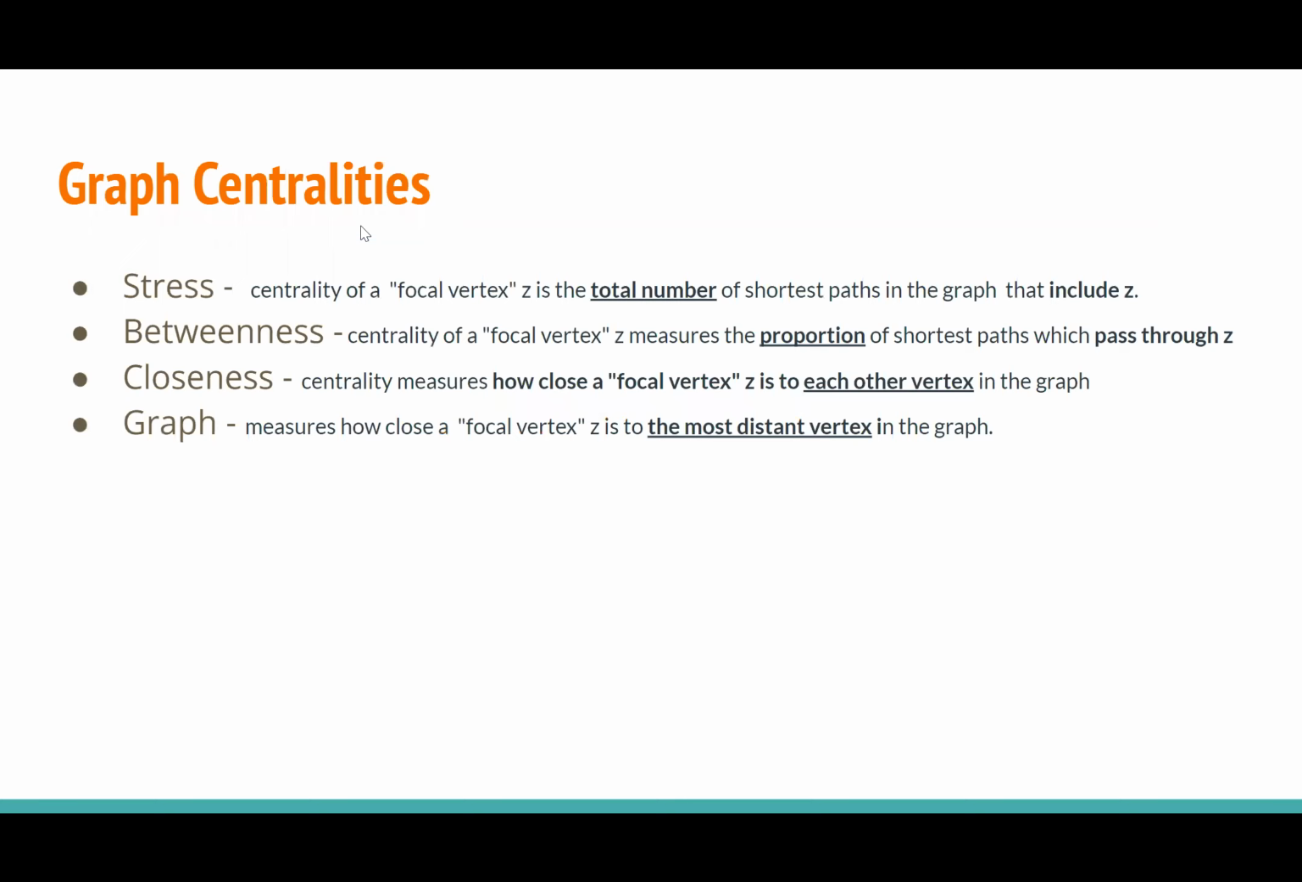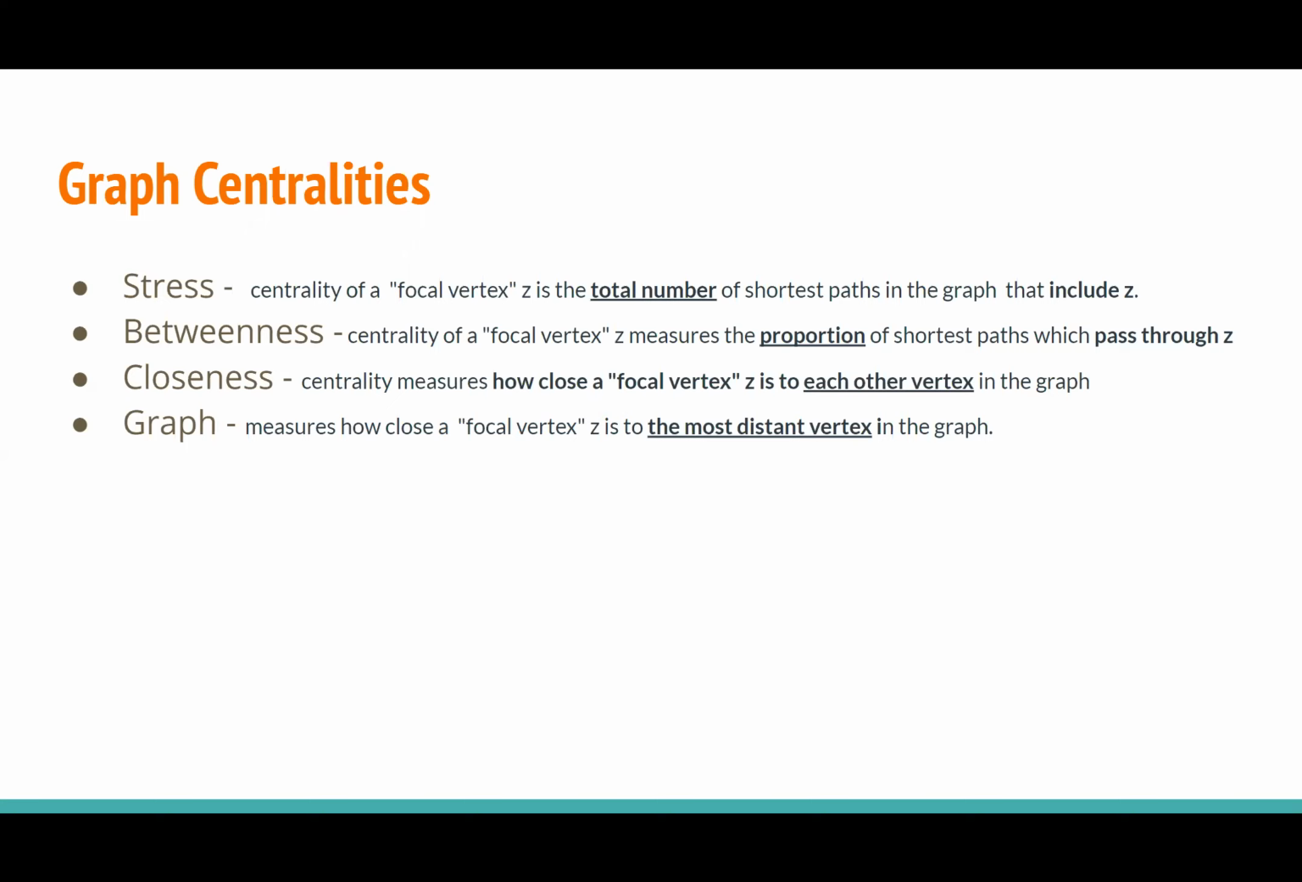So the graph centralities that we are focusing on are stress, betweenness, closeness, and graph. Stress centrality is defined as the centrality of a focal vertex Z. That is the total number of shortest paths in the graph that includes Z, so from two vertices, X and Y, and a focal vertex Z, the total number of shortest paths from X to Y that includes Z.